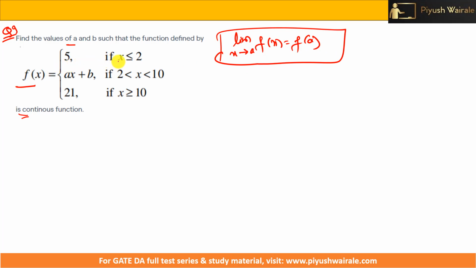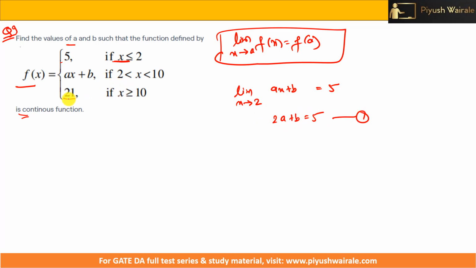So here we can say, okay, limit x tends to 2, the value of f of x is equal to 5. If ax plus b, from 2 to 10, the value of ax plus b is equal to 21 if x is greater than 10, right? So I can say, it is equal to 2 and here also it is less than 2. So I can say limit x tends to 2, ax plus b will be equal to 5, right? So if I just put the value of x here, that is 2a plus b equals 5, right? This is equation number 1.